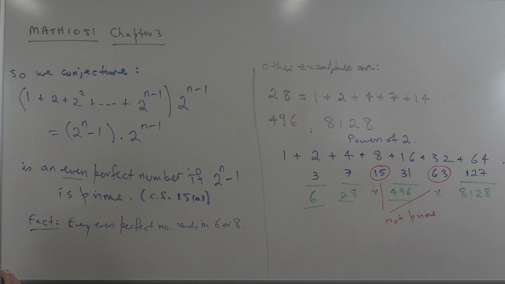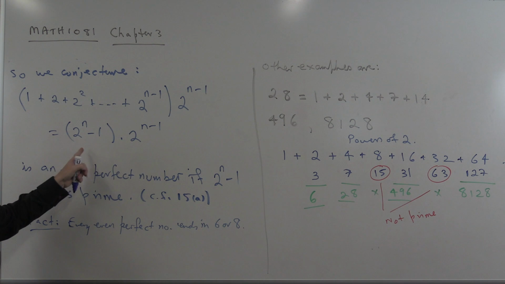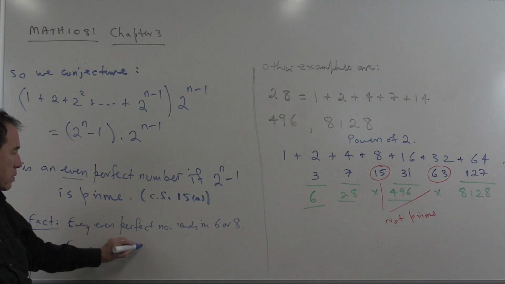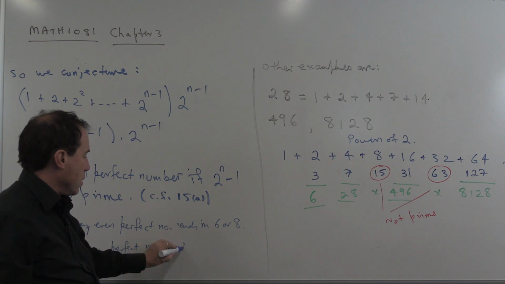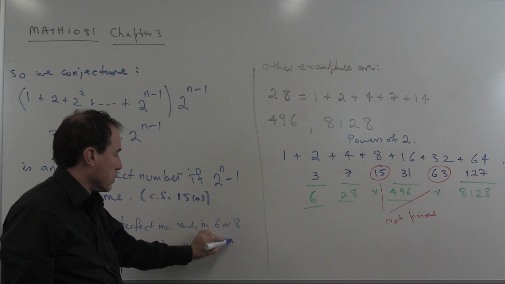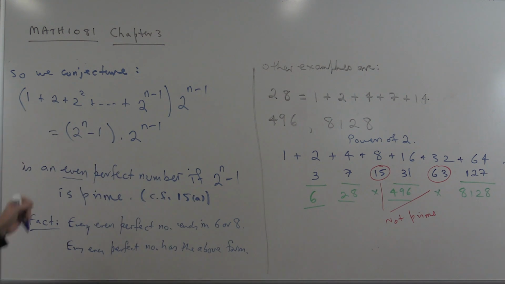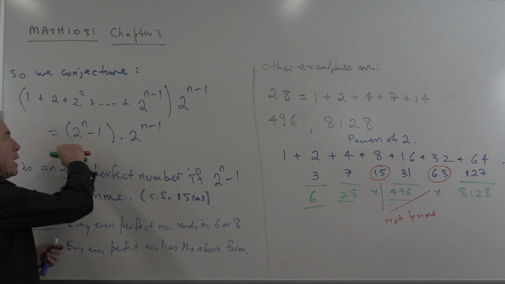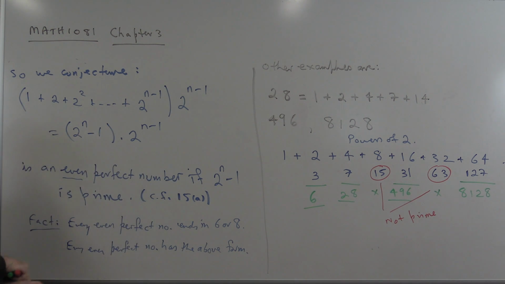Is the converse true? Is it true that if you've got an even perfect number, then it must have this form? And the answer to that is yes. So every even perfect number has the above form. So this formula completely characterises all even perfect numbers. If this is prime, then this is an even perfect number. If you've got an even perfect number, it must look like that, and that's got to be prime. And that's harder to prove, that last result.